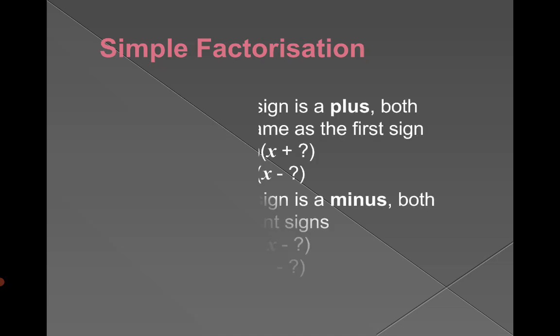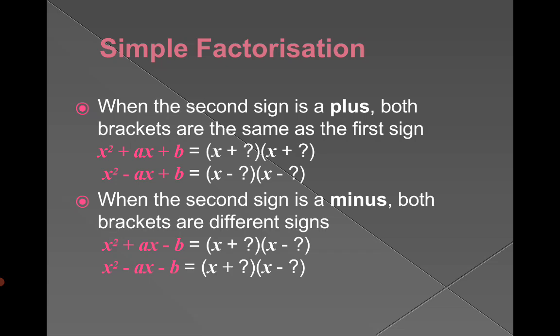All right. Now, when the second sign is a plus, both brackets are the same as the first sign. Let's say, for example, in x squared plus ax plus b, we have a plus sign here and a plus sign there. Then when you factorize such an expression, both brackets must contain the same sign. In this case, a positive sign there, positive sign. When the second sign is a plus, both brackets are the same as the first sign.